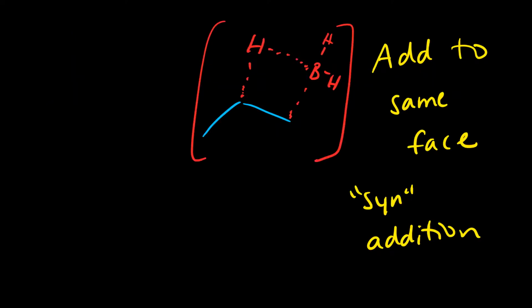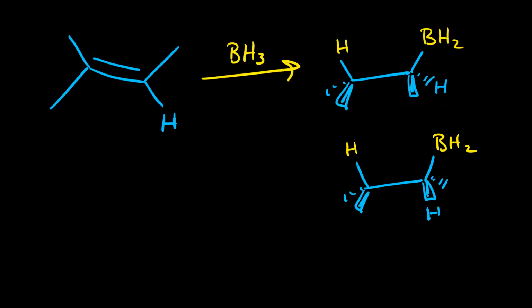Notice that the hydrogen and the boron that are being added across the double bond in the first step add to the same side, the same face of the pi bond, and so this is called a syn addition.